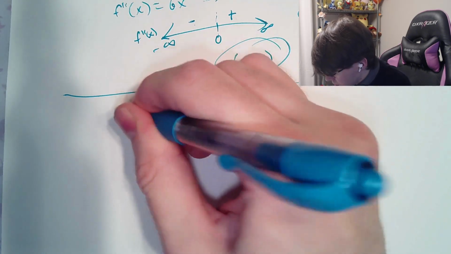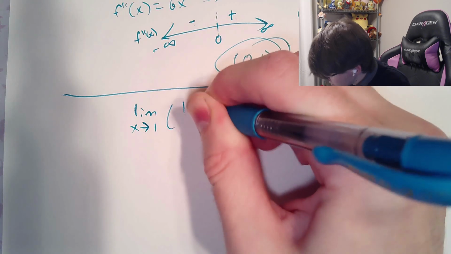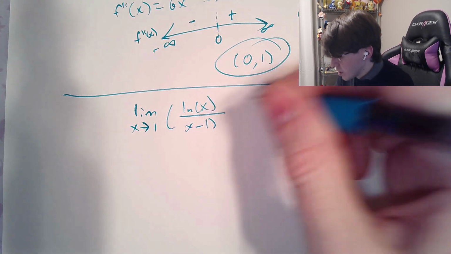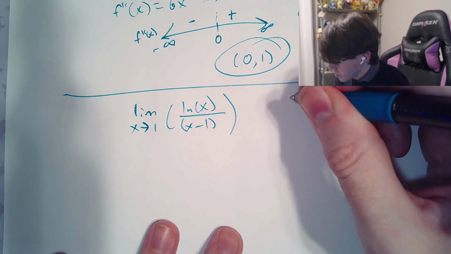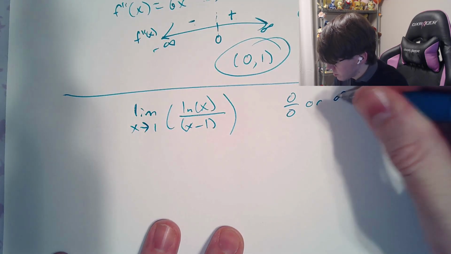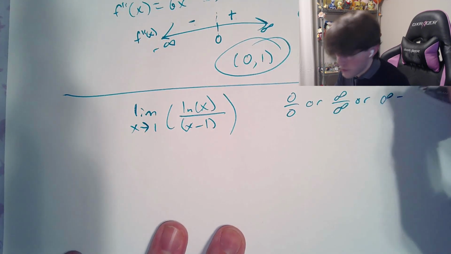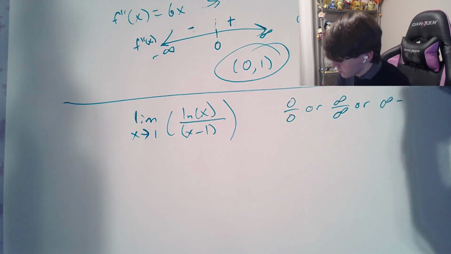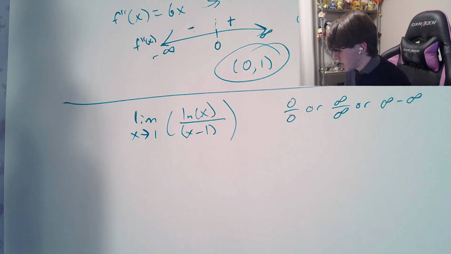Our limit as x goes to 1 of the ln of x over x minus 1. L'Hopital says that if you have a limit that equals 0 over 0 or infinity over infinity, and there's more of them, like infinity minus infinity, or a whole bunch of other ones that I don't even know if you have to cover in your class.